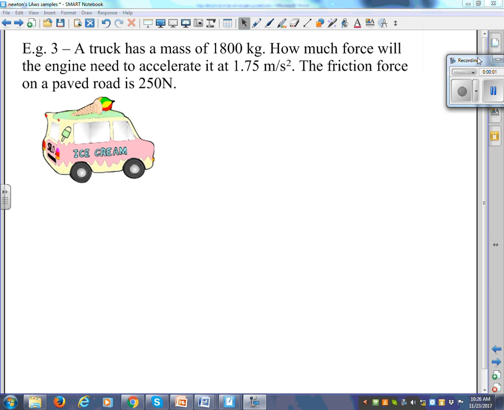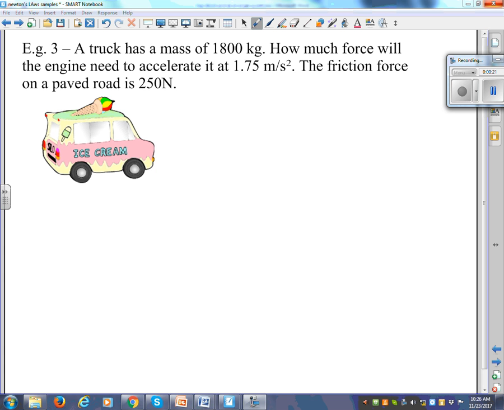An ice cream truck has a mass of 1,800 kilograms. How much force will the engine need to accelerate it at 1.75 meters per second squared? The friction force on a paved road is 250 newtons. So this is a great example of why it's important to show the formula.